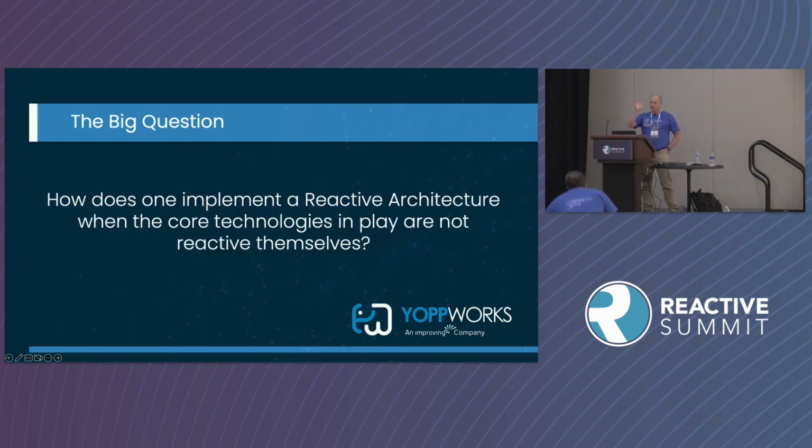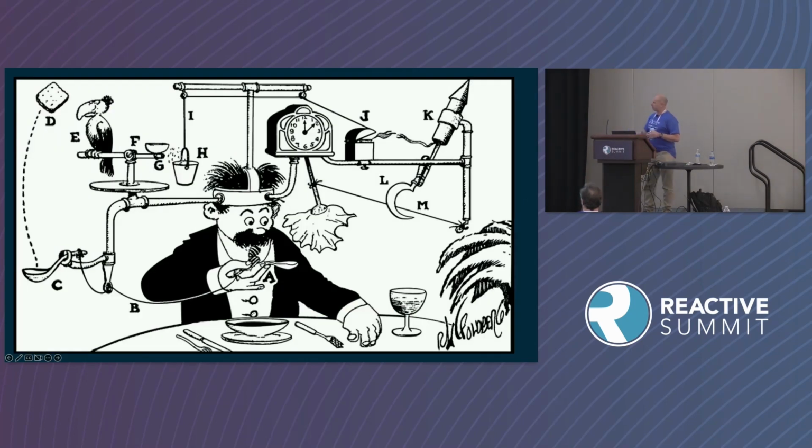So the big question: we learned all about reactive architectures. We learned about how great it was. It felt like it fit many of the checkboxes that we were trying to hit as we were trying to scale this enterprise. But how do you do that when the core technologies in play are not reactive themselves? It's a really tricky problem, and so I've spent a lot of time thinking about it.